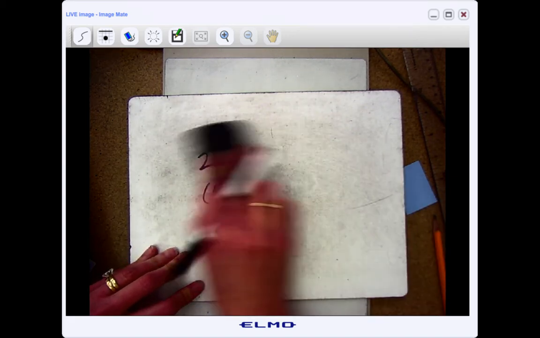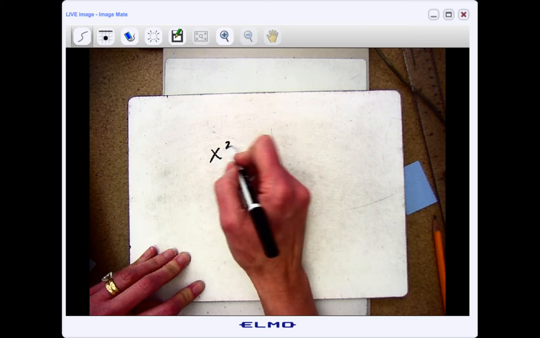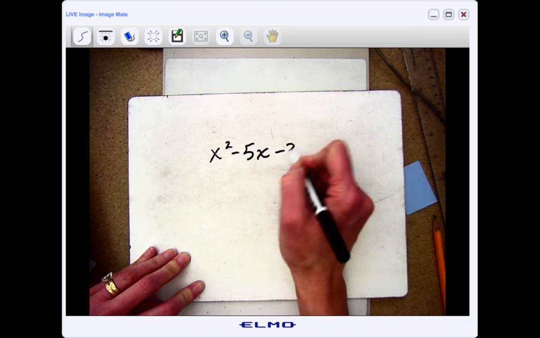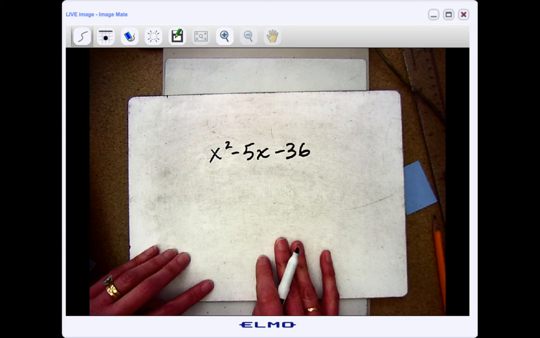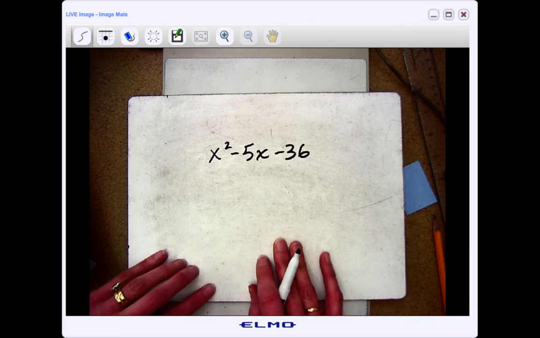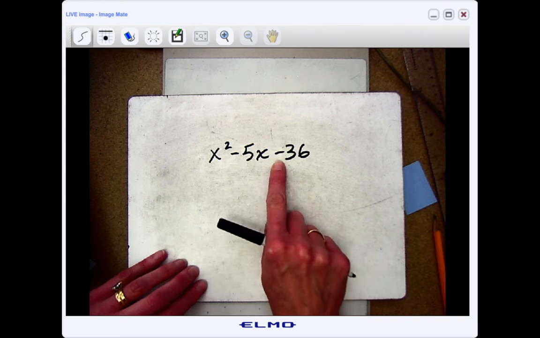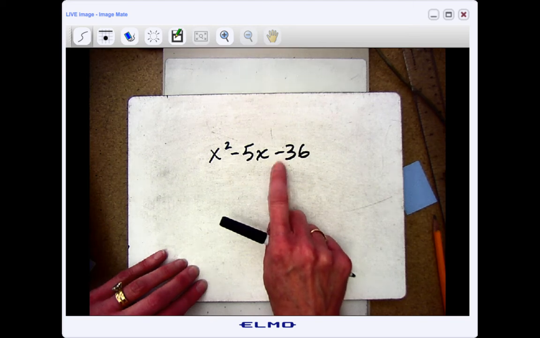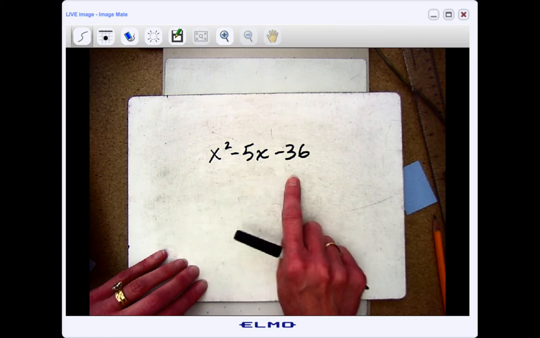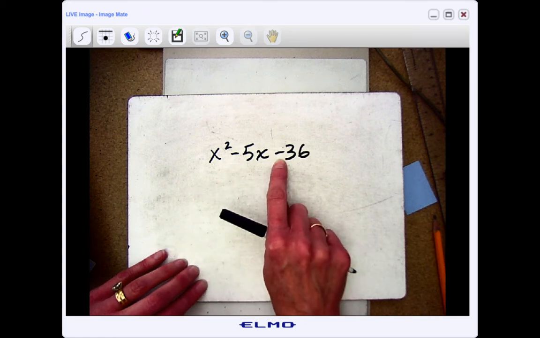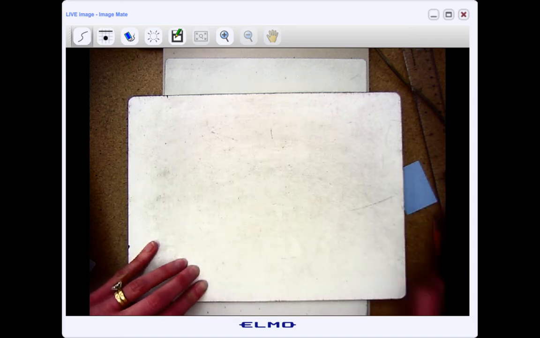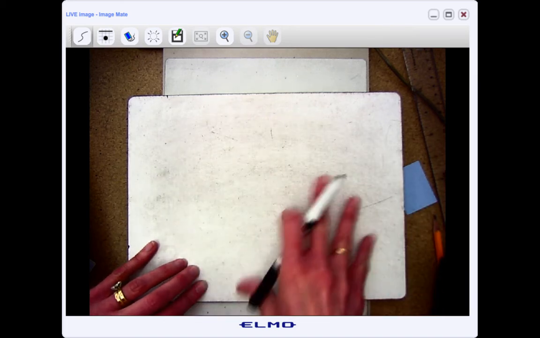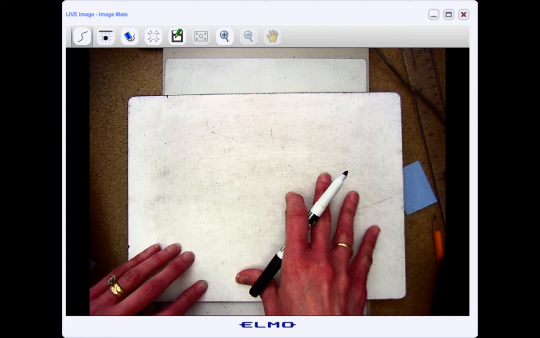Okay, so let's try this one. How about x squared minus 5x minus 36? Let's see. Do you think this is one of the two special patterns? Hopefully you said no, because do you see a minus sign here? If there's a minus sign here, not a plus sign, it is not a perfect square trinomial. You have to have a plus sign here, okay? So for that one, you would just have to use the diamond problem and factor it regularly. Okay, how about this one?